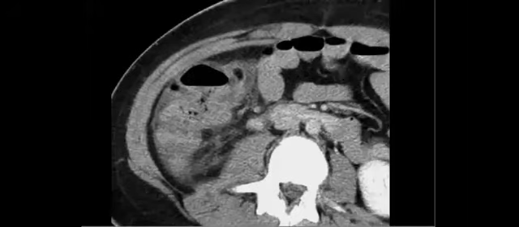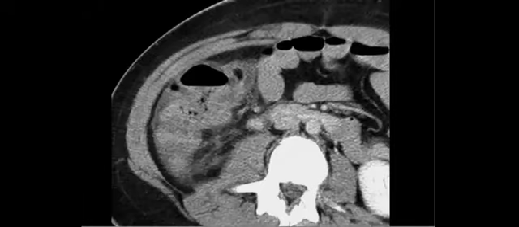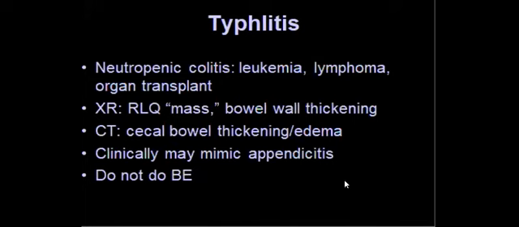The cecum and descending colon. Yes, the cecum and descending colon and the terminal ileum. So neutropenic colitis, right? This is what's called typhlitis. It can happen with leukemia or lymphoma or organ transplantation. They like to mention that it looks like a mass, maybe on the X-ray with thickening, and on the CT, as you see, there is thickening in the cecum with pericolic stranding, and the differential will be appendicitis.